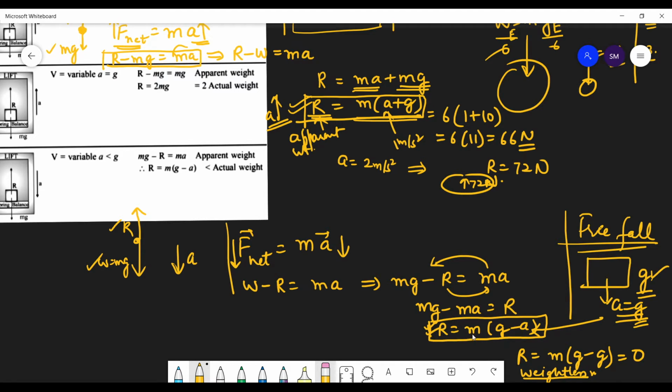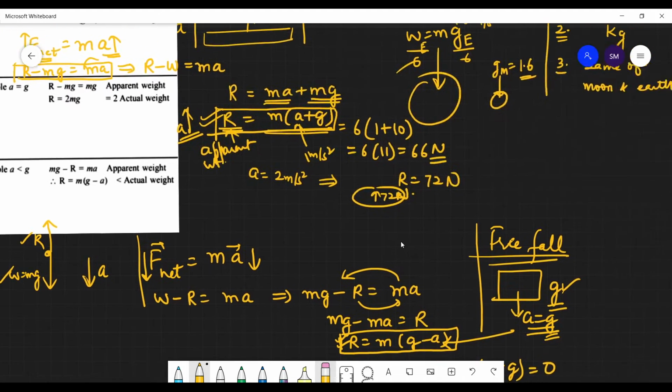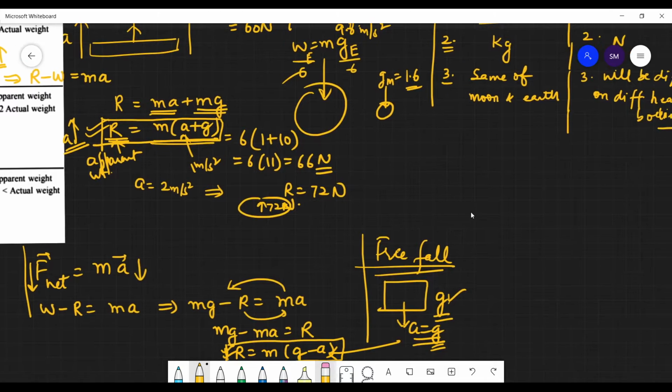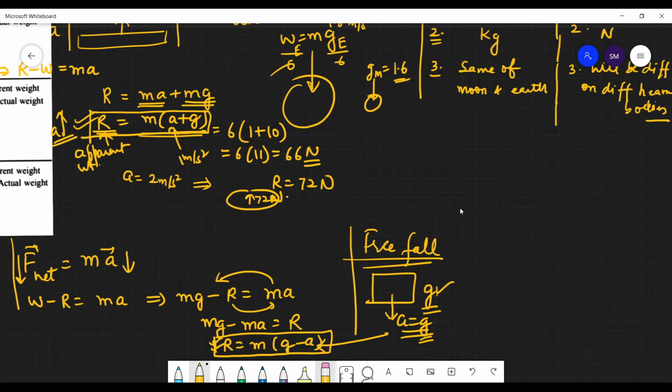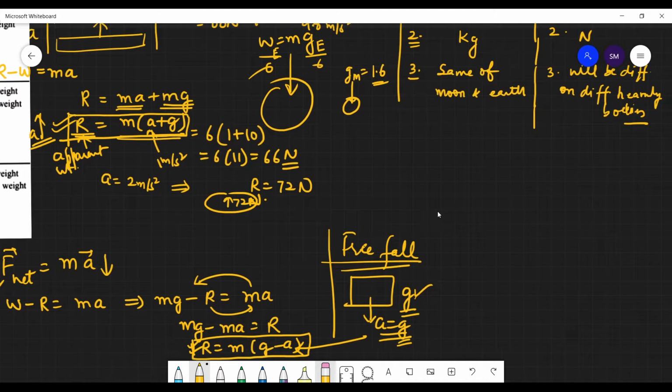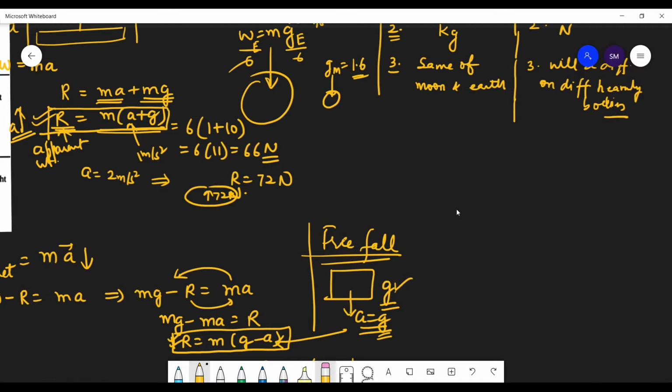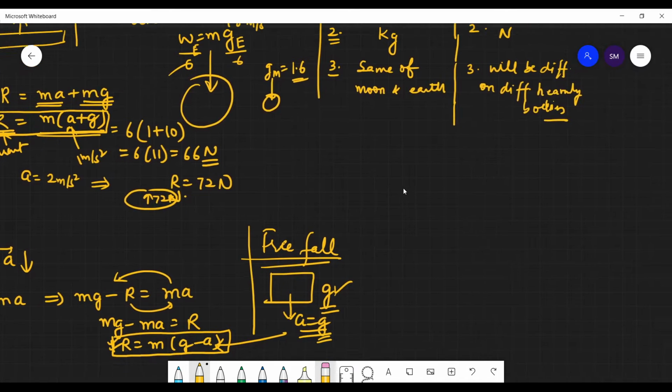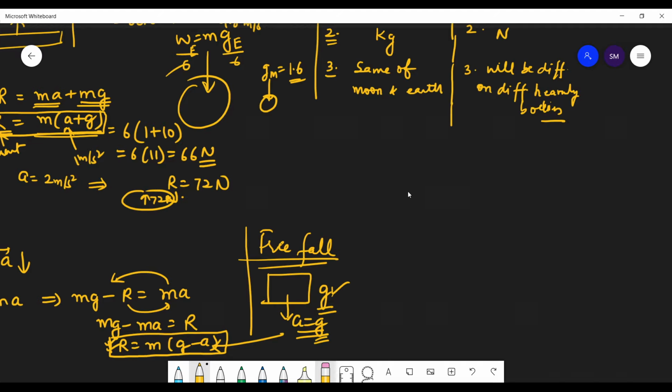Because the lift is falling down with acceleration due to gravity G, the apparent weight is equals to M into G minus A, and A is equals to G. So that is weightlessness. If somehow the rod or the wire is damaged and the lift is falling freely. I hope you have understood these concepts, friends. So note down these two important formulas. R is equals to M into G plus A if the lift is moving upward with acceleration A, and apparent weight is equals to M into G minus A if the lift is moving downward with acceleration A.